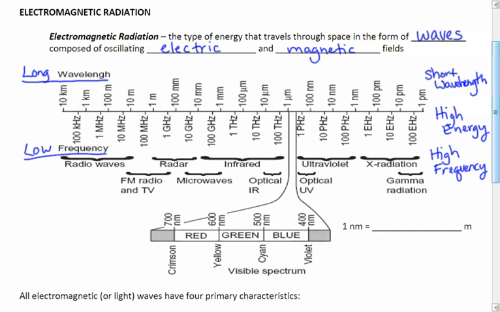If we think about the left-hand side, left has an L, it's long wavelength, low energy, and low frequency. All the L's go together. So on the left-hand side: long wavelength, low energy, low frequency.